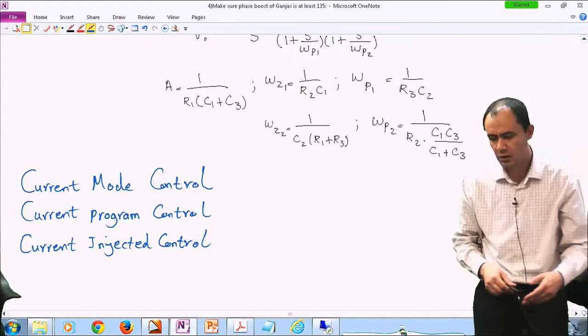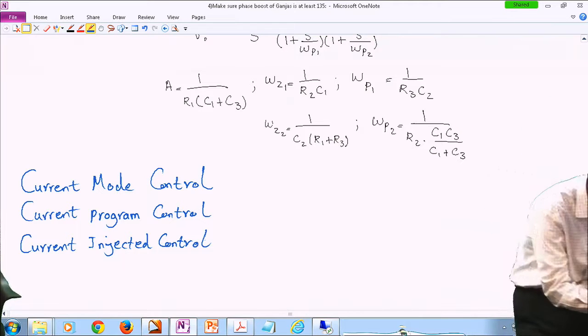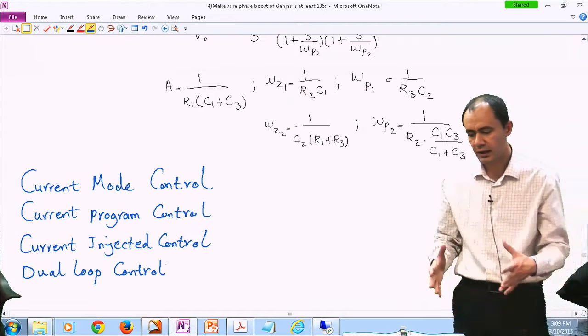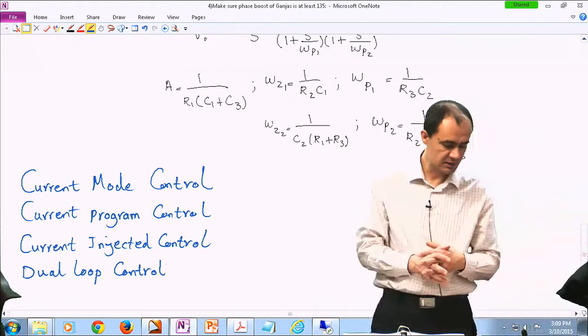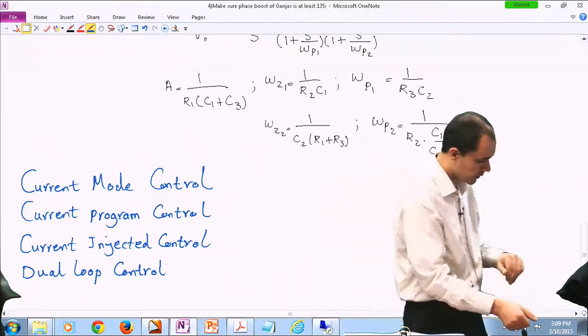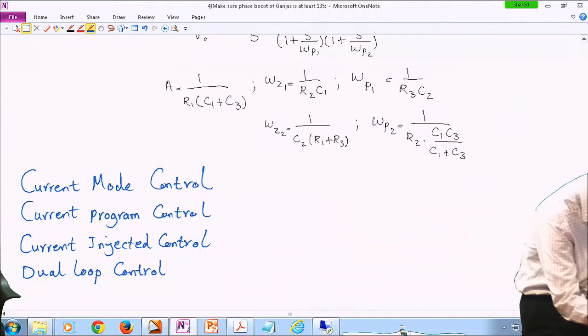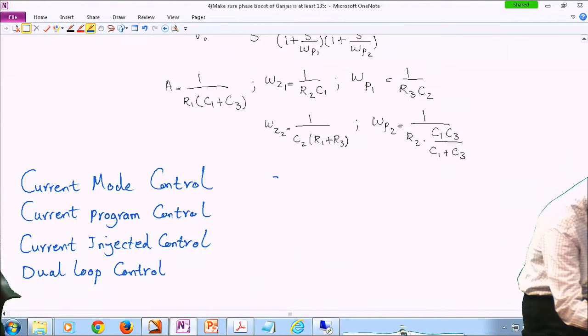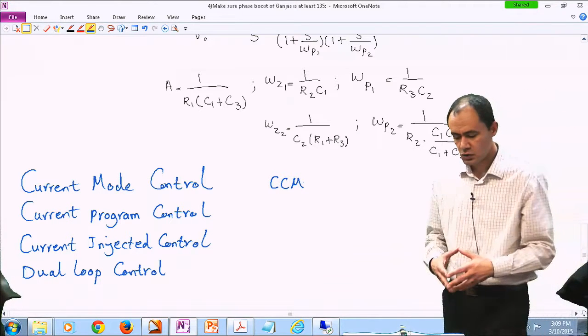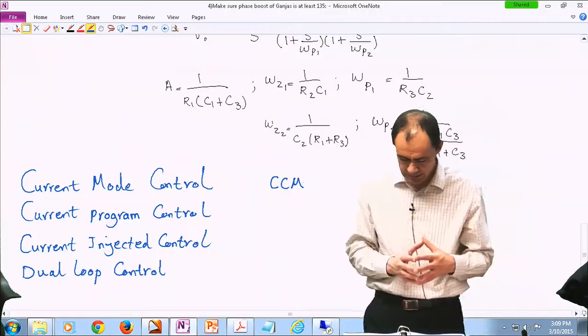And sometimes it's called dual loop control. Okay, so there are many names. It kind of was invented back in the 70s. And remember, our discussion only covers CCM, continuous conduction mode.